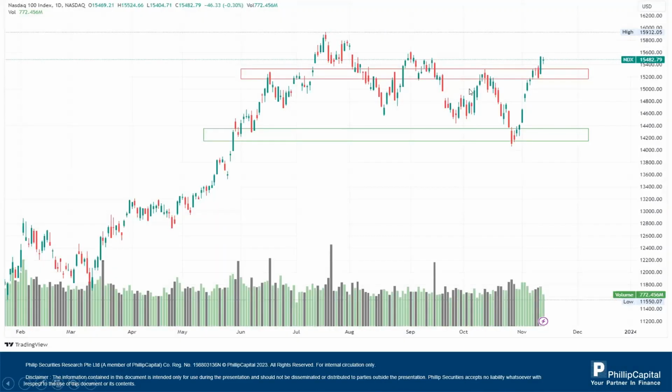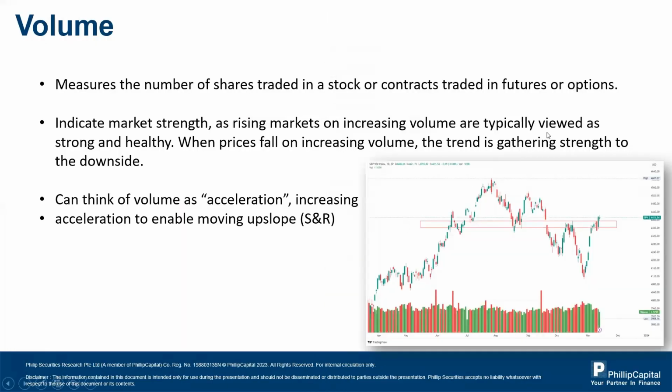Okay, let us touch on the volume first. So this is a volume indicator. Basically, you'll see how many shares or indices are traded. So this is the volume. So what is volume, and how does volume tell you information?